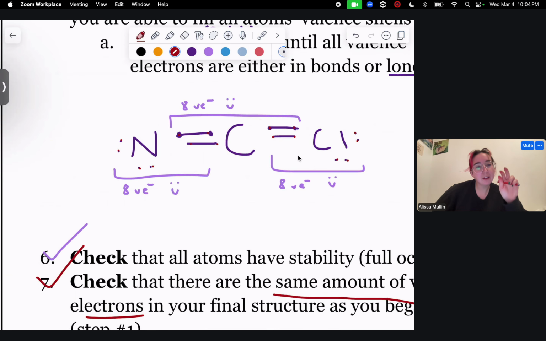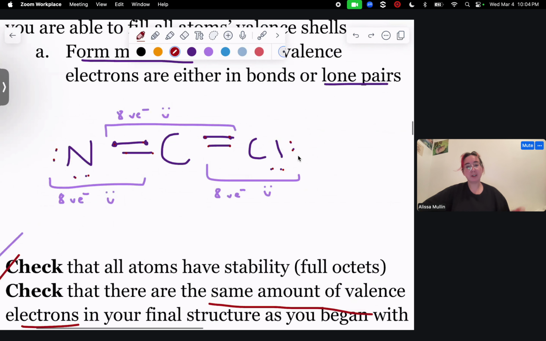This is a valid structure. This is a correct answer. And there are other options that also would work, but as long as it matches these two, I will give you credit for that question. Awesome. So that's one strategy. Let's try another problem.